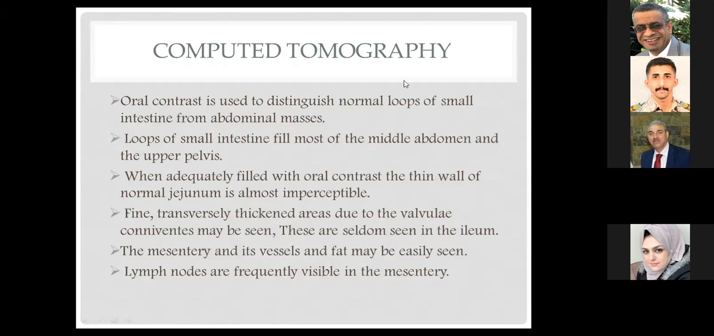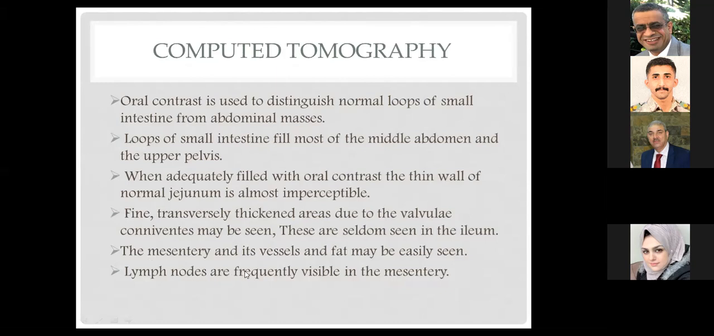Now we'll come to the CT scan. Oral contrast distinguishes normal loops of the small intestine from the abdominal masses. Loops of the small intestine fill most of the middle abdomen and upper pelvis. When adequately filled with oral contrast, the thin wall of normal jejunum is almost imperceptible. Fine, transversely thickened areas due to the valvulae conniventes may be seen. These are seldom seen in the ileum.